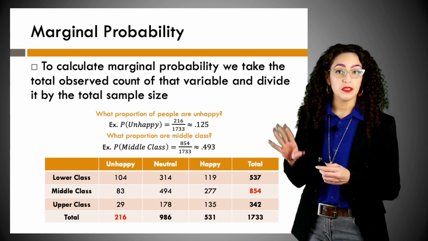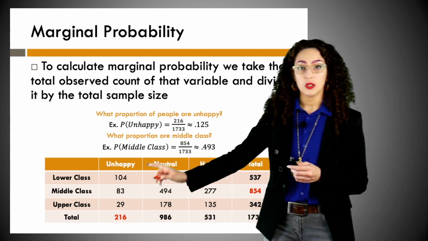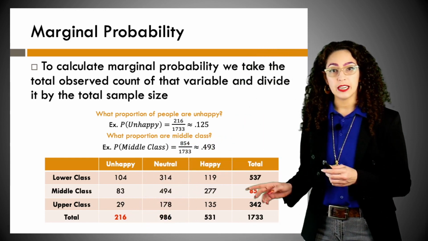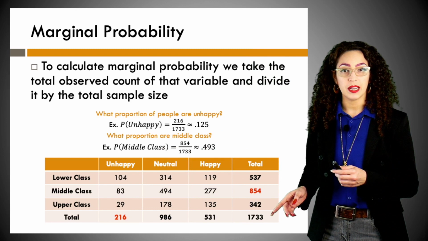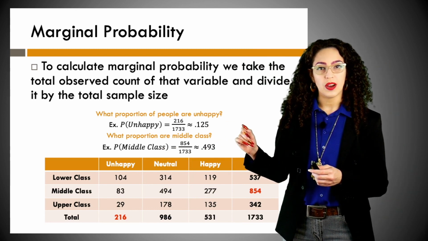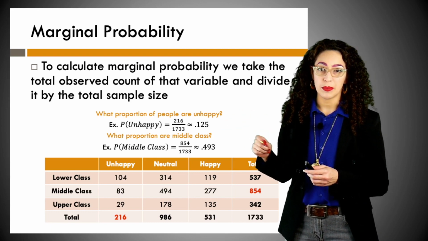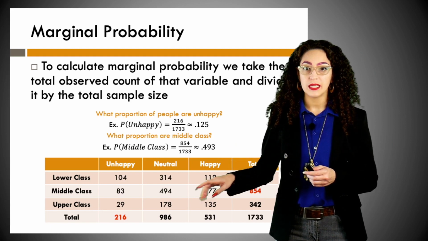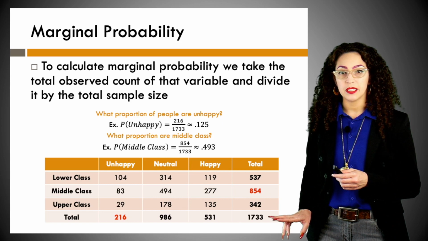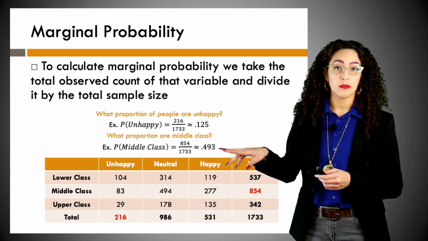So to do the first two, fairly easy. We wanted to know what proportion of people are unhappy. So we get the total number of people who are unhappy, 216, and we divide by the overall total, 1,733. And we end up with about 0.125 of people, so about 12.5% of people are unhappy in this sample. What about what proportion are middle class? We have 854, and we're going to divide that again by the total, 1,733, and we end up with almost 50% of people are middle class.